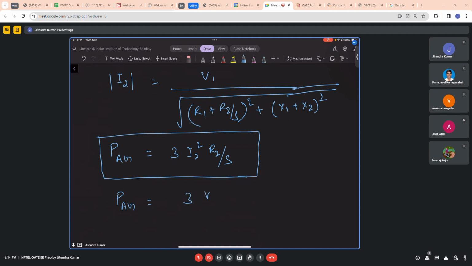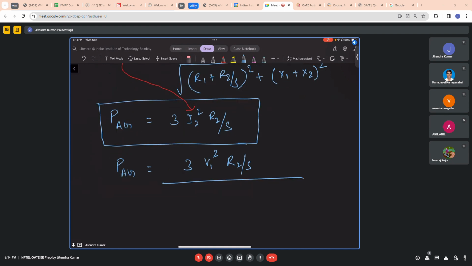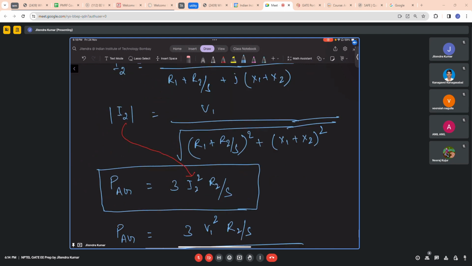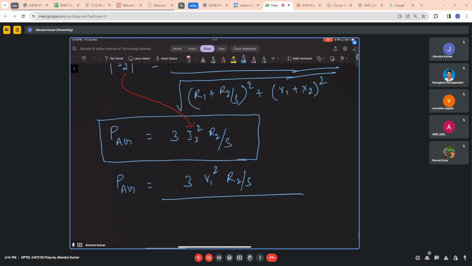We can write air gap power because you will be given the voltages. So 3V1 square, if you plug in this value of I2 here, you will get 3V1 square into R2 by S. Which is a very famous expression. Most of the graduates just remember it by heart. But you do not need to recall it, you just need to know the equivalent circuit. And once you draw this equivalent circuit, you will be able to find out the current. And simply air gap power is nothing but 3 I2 square R2 by S.